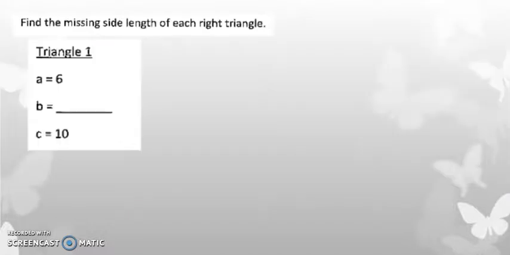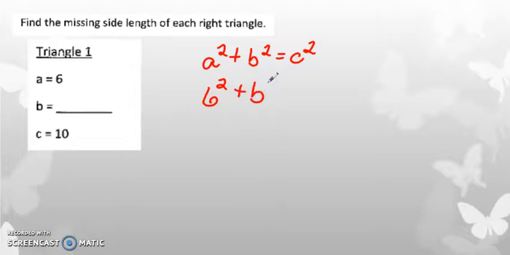In our first example, we want to find the missing side length, and they were nice in this example, and they labeled them A, B, and C. So if we start by writing the Pythagorean theorem, a squared plus b squared is equal to c squared, and we substitute the values we know. A is 6, so we need to do 6 squared. We're looking for b, and we have c.